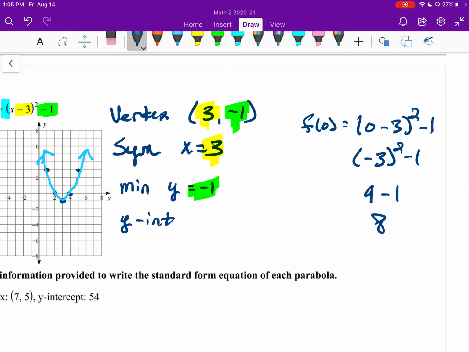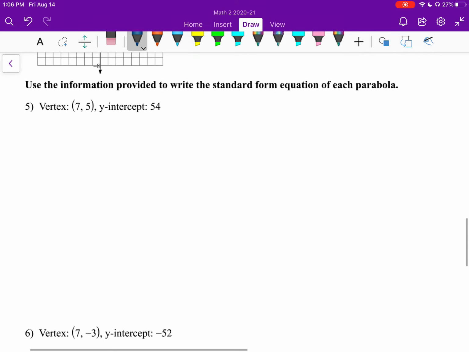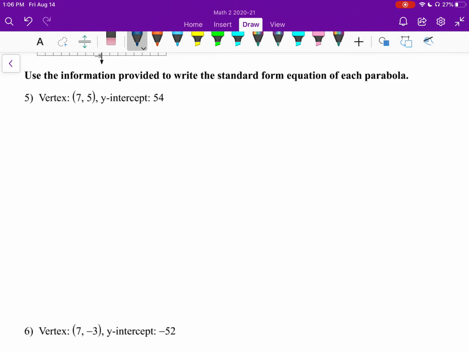Alrighty. Now for the second part, use the information provided to write the standard form equation for each parabola. Well, let's just copy down the standard form that I gave you right at the beginning. It was y equals a(x minus h) squared plus k. So our 7 is going to be our h, our 5 is going to be k, and then the y-intercept, we'll have to deal with that in just a minute. So we can plug in for h and k and we get y equals a(x minus 7) squared plus 5.